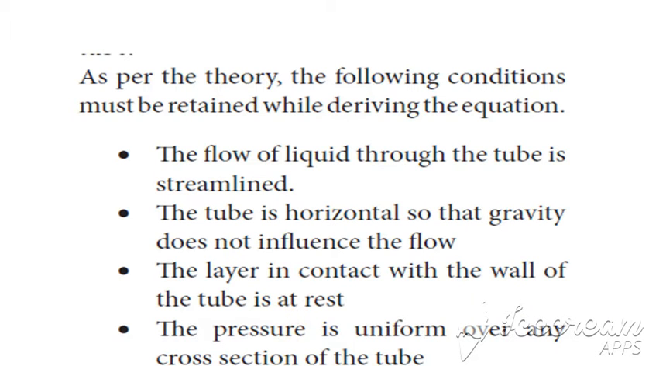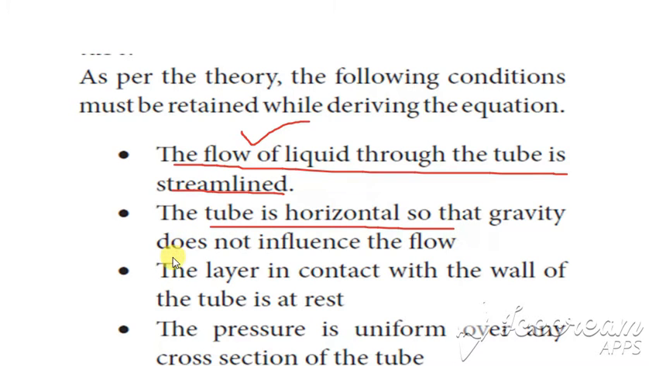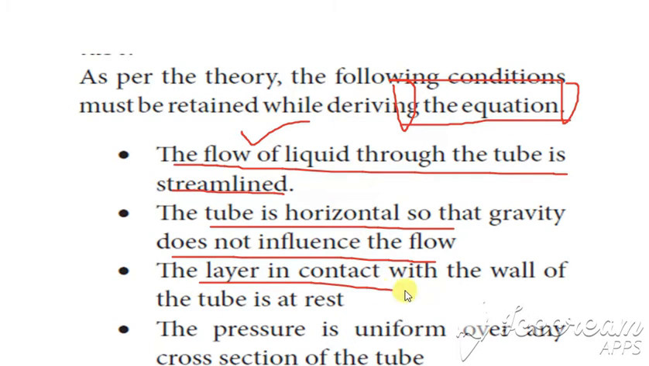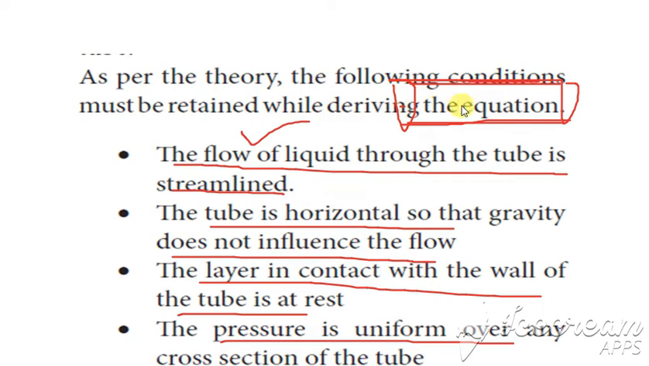He derived it with a few conditions. The flow of the liquid should be streamlined. The tube should be horizontal so that gravity does not influence the flow. The layer of the liquid in contact with the wall of the tube should be at rest. Last, the pressure should be uniform over the full cross sectional area.